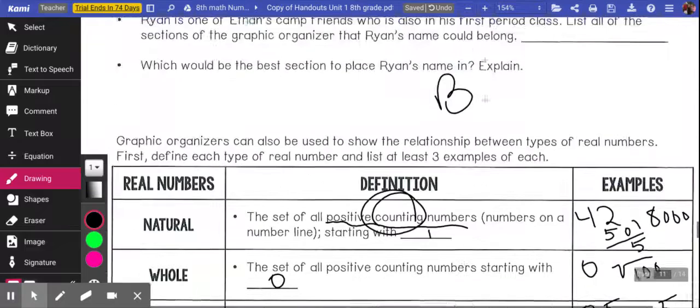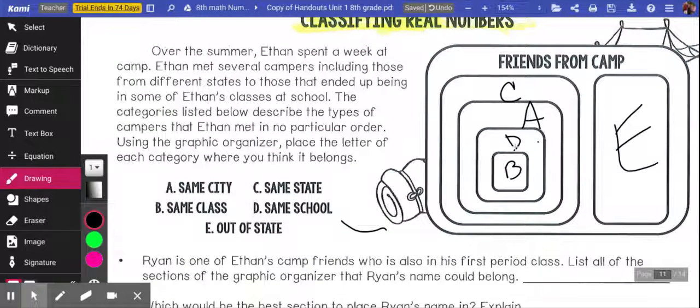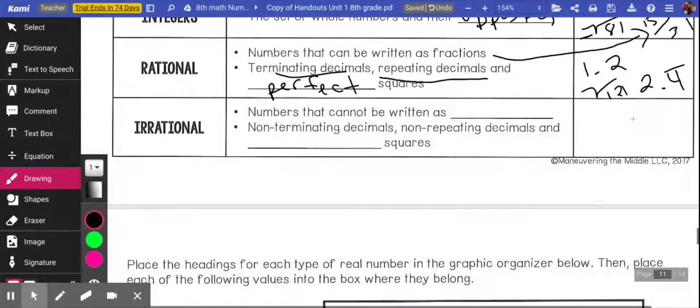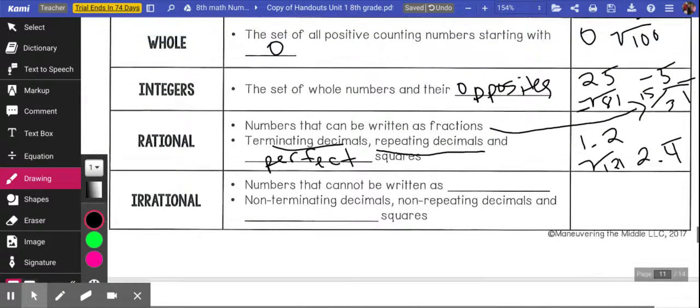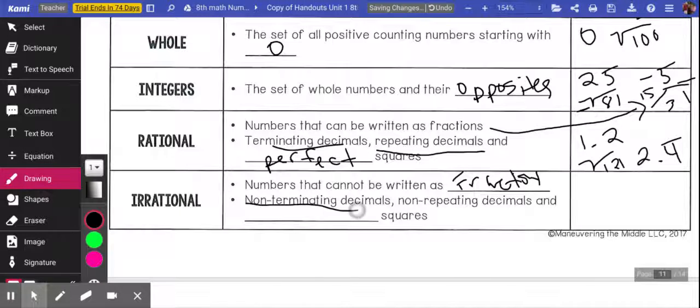Okay, so all of those would fit here. And then the other thing would be irrational. And then all of them would be real numbers. So irrational is kind of just the opposite of that. They're numbers that cannot be written as fractions because they do not terminate and they do not repeat and they are non-perfect squares.